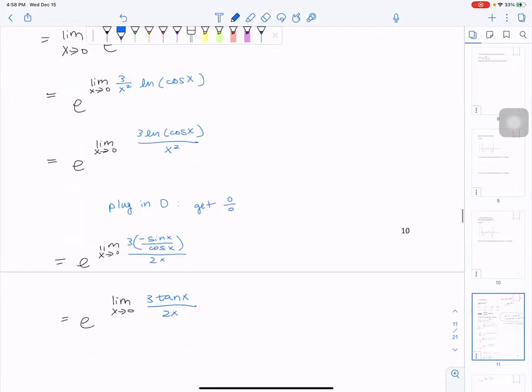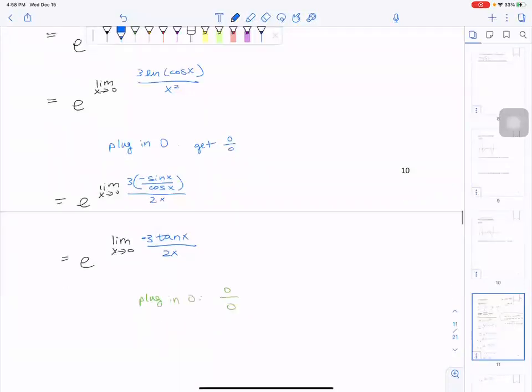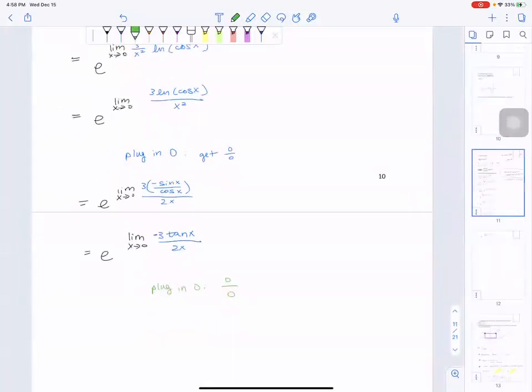Okay, but then you plug in 0 again. You get 0 over 0 again. Is it negative 3? Oh, yes. Negative sign. Yes, thank you. So now we plug in 0. We get 0 over 0 again. Use L'Hopital's rule again.